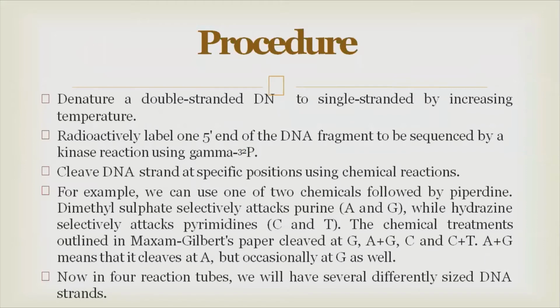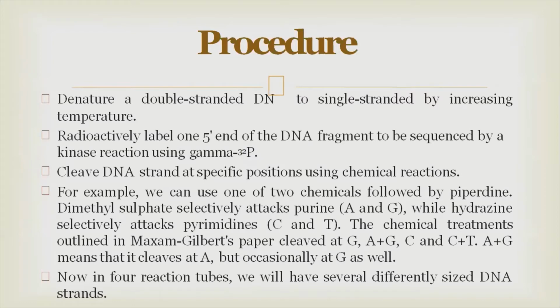Okay, so the first procedure in Maxam-Gilbert DNA sequencing is to denature the double stranded DNA to single stranded by increasing the temperature. This we had done, and this particular step is common in every DNA sequencing method. Even Sanger has performed the same. Then radioactively label one of the 5' ends of the DNA fragment to be sequenced by kinase reaction using gamma 32P phosphorus. So basically, you are going to radiolabel the 5' end of the DNA.